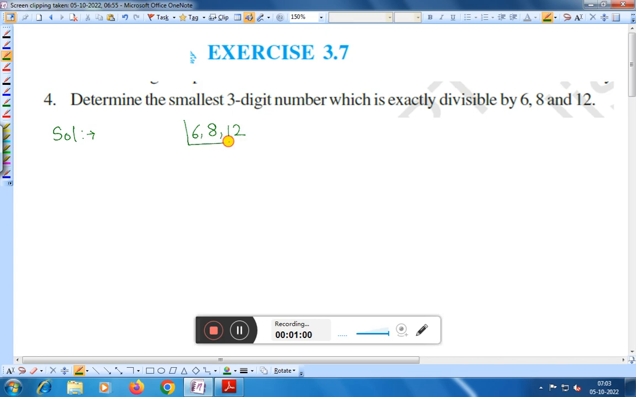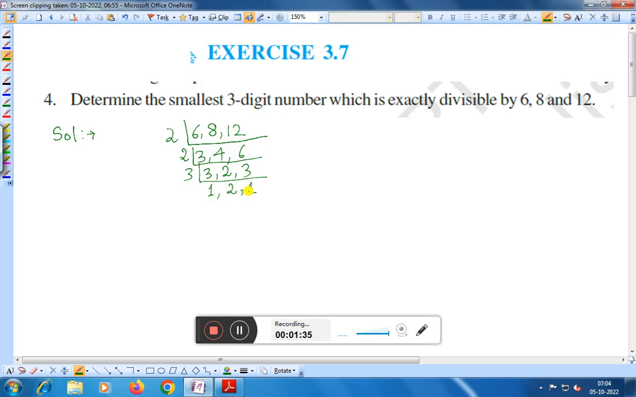Let us find it. We divide by 2 first: 2 3s are 6, 2 4s are 8, and 2 6s are 12. Again by 2 we divide: this is 3, 2 2s are 4, 2 3s are 6. Again we divide by 3: 3 1s are 3, 2 cannot be divided, and 3 1s are 3.